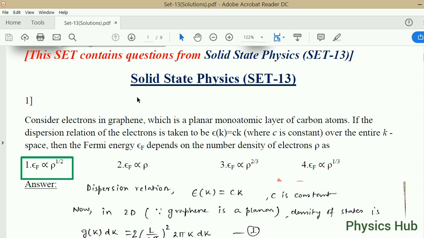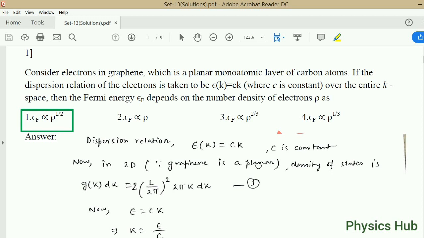This is a very easy question. The dispersion relation is given: E(k) equals c k. Now in 2D, because the question is asking about graphene, which is a plane structure, basically a sheet, the density of states in terms of wave vector is written like this: g(k) dk equals 2 into (L by 2 pi) whole square into 2 pi k dk. This can be written in 2 dimensions.